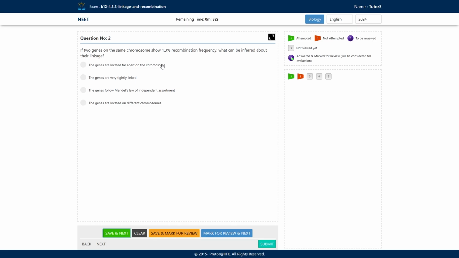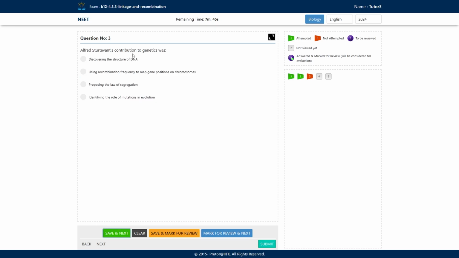The genes are located far apart on the chromosome. Genes are very tightly linked. The genes follow Mendel's law of independent assortment. And the genes are located on different chromosomes. So the correct answer will be option B here. The genes are very tightly linked. That's why the recombination frequency is just 1.3%, and here the parental combinations will be more as compared to the recombinants.